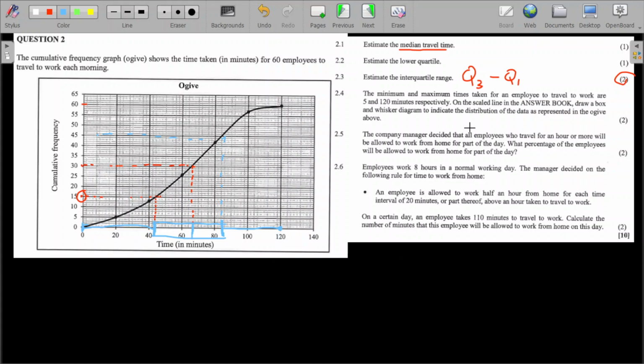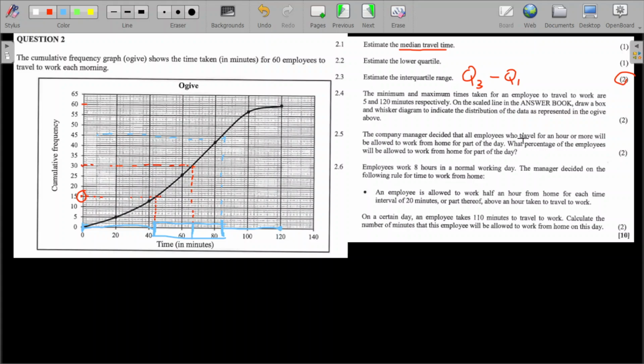And 2.5, they're saying a company manager indicates that all employees who travel for an hour or more will be allowed to work from home for part of the day. What percentage of the employees will be allowed to?